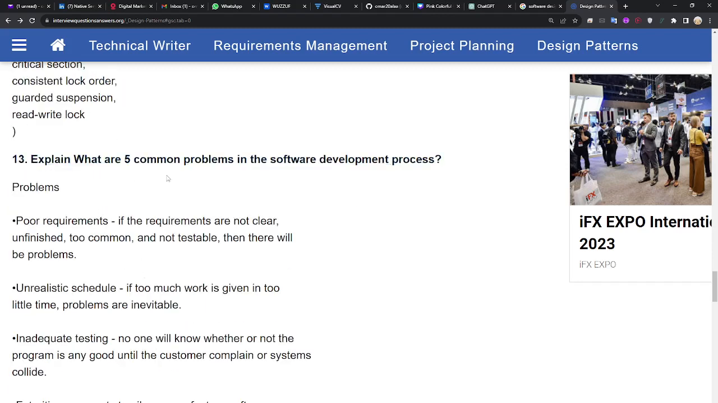Explain what are 5 common problems in the software development process. قول لي ايه هما ال5 مشاكل شائعة في عملية تطوير السوفت وير.